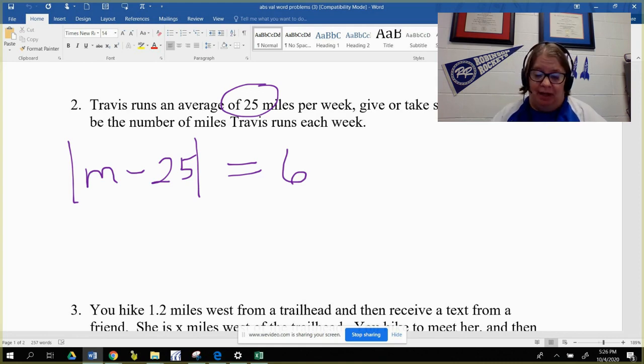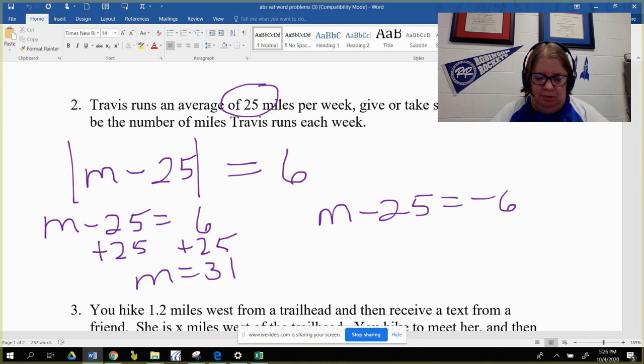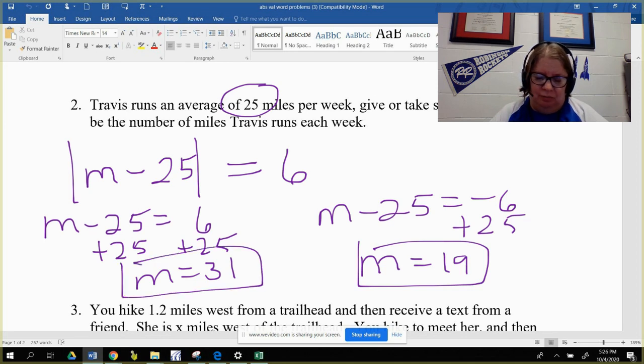Now, if we're going to solve that, what would we do? We'd split it into 2. Add 25 to both sides. Add 25 here. Negative 6 plus 25 is 19. So the fewest he would run, if this problem is accurate, would be 19. And the most he would run would be 31, if he's staying within 6 miles of his average.